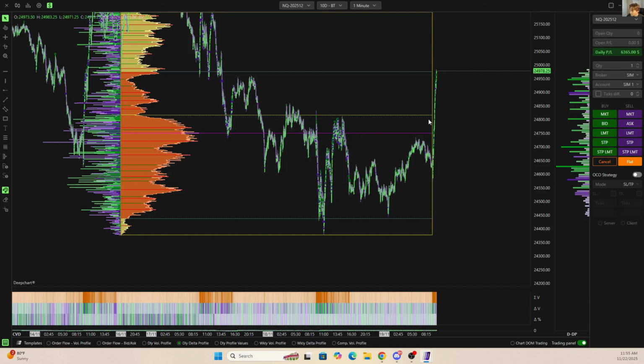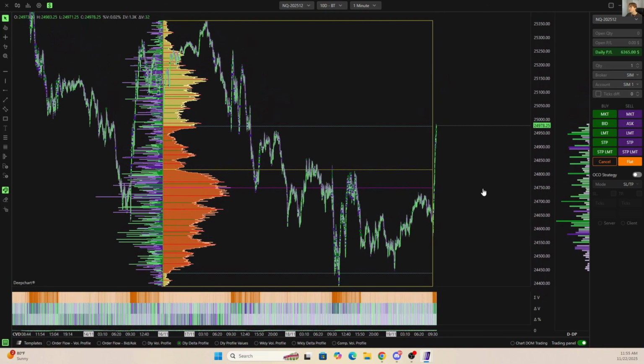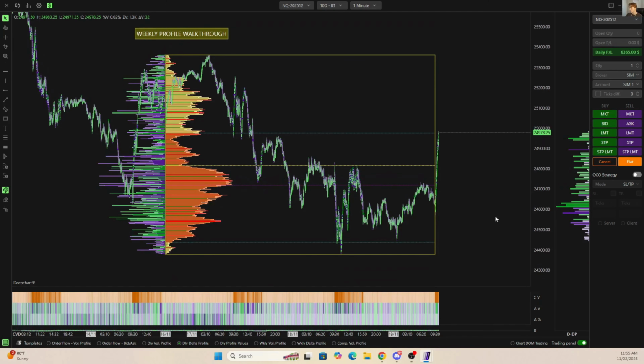But we know with volume profiles, even if it would have reversed at this area, we got something out of it, right? Now, that being said, I want to look at this real quick.